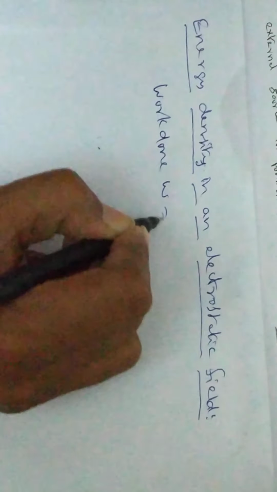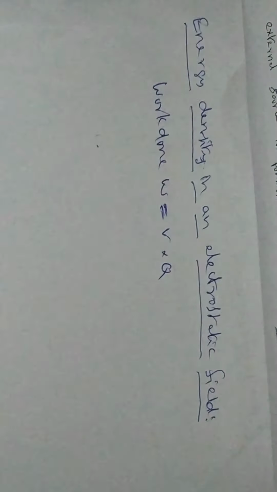Now we are going to see about energy density in an electrostatic field. This is mainly based on work done by a charge while moving from one point to another point. If you know that work done concept, then we can derive the expression for energy density in an electrostatic field. So work done, that is W, is equal to the standard formula, potential into charge q.